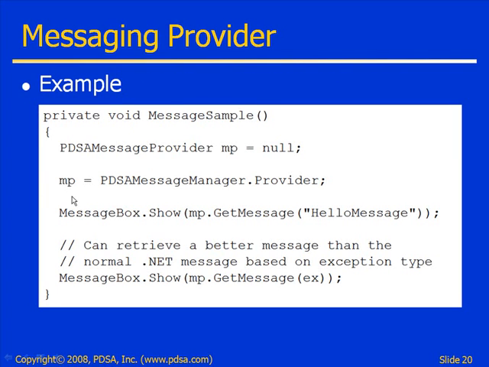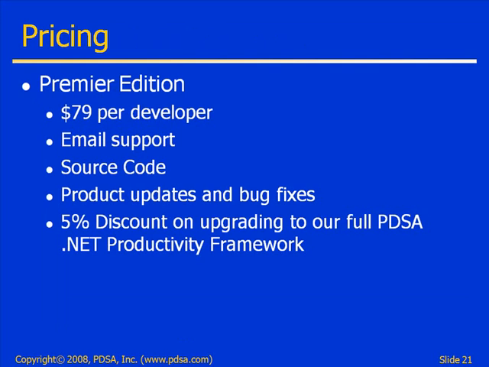Again, very simple example: you create a message provider, you get the default, and then you call the get message, passing in the name. Or if you want to get a better .NET message, you can actually call it passing in the exception, and then based on the type, you can set those types up in your XML file or your SQL Server or wherever your data store is, and it will retrieve that particular message.